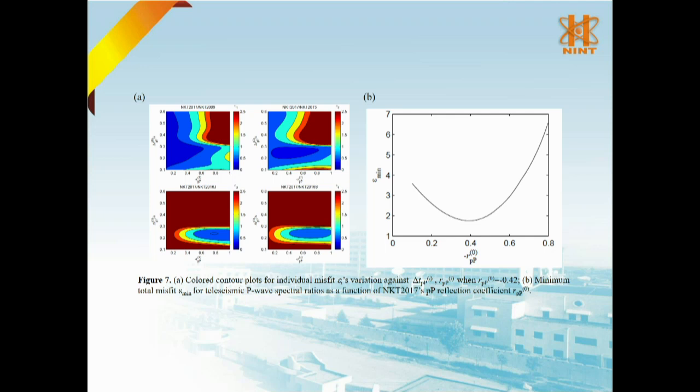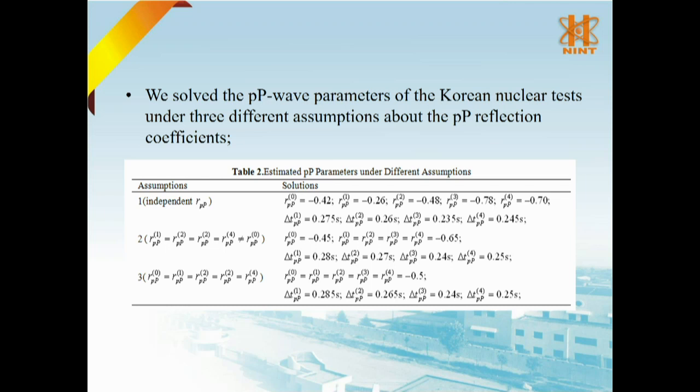For this reason, we tried another two assumptions. Assumption two is that the reflection coefficient for the second to fifth nuclear tests are the same. And assumption three is that all reflection coefficients for the nuclear tests are the same. And we find that the PP wave time delay is consistent in all the cases. This is the result obtained.